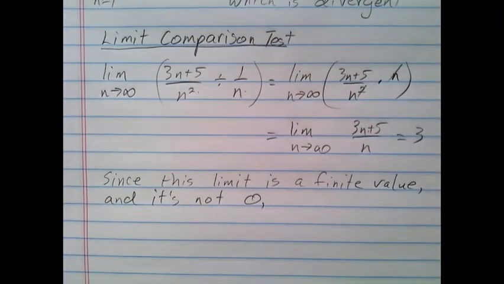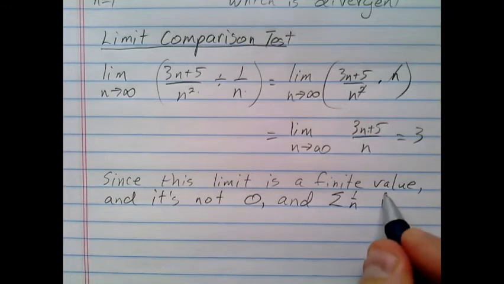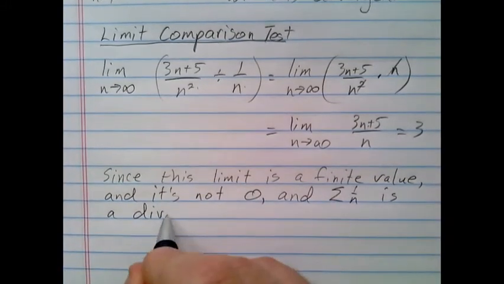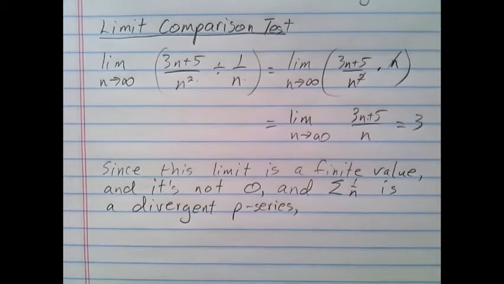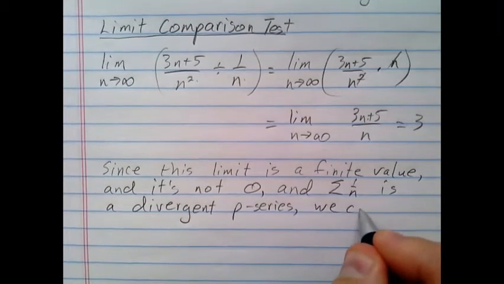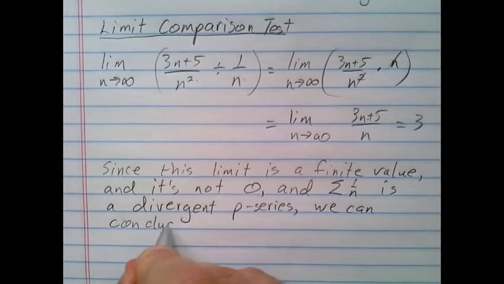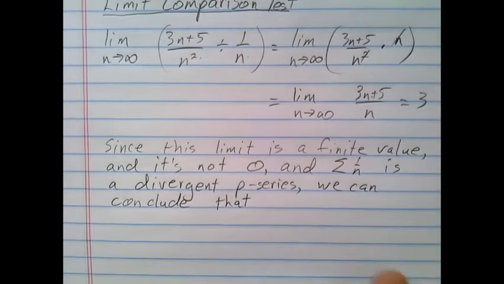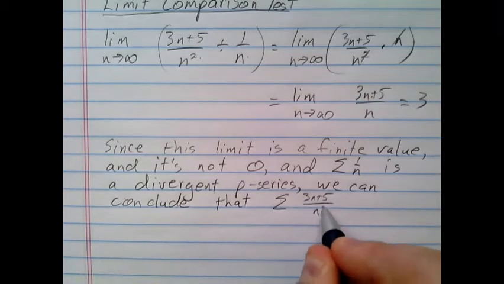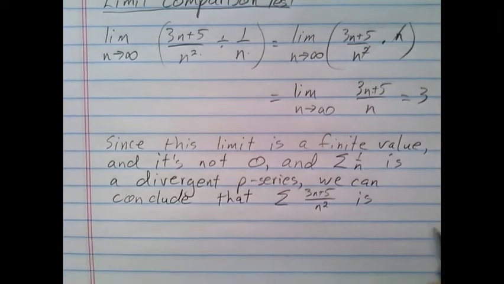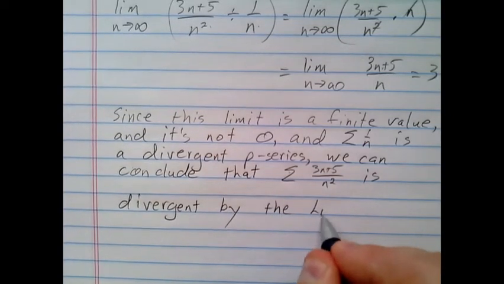So since this limit is a finite value, and it's not 0, and this series, where the nth term is 1 over n, is a divergent p-series, since we got all of that going for us, we can conclude that this series we're testing, the series where the nth term is 3n plus 5 over n squared, is divergent by the limit comparison test.